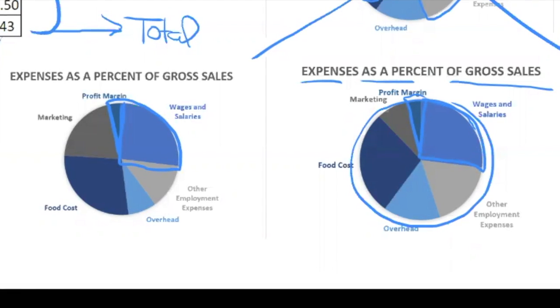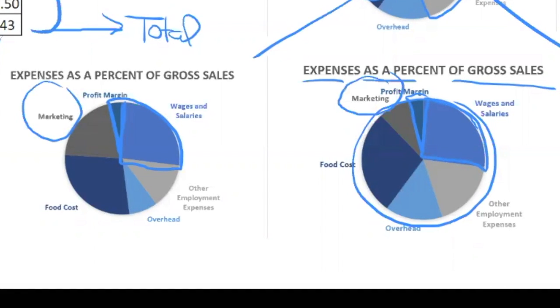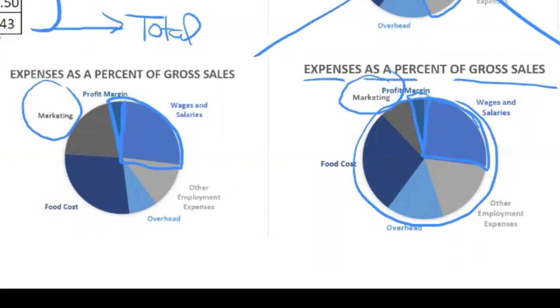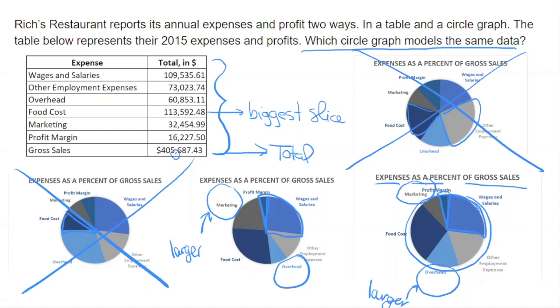I would say marketing and overhead. Okay, marketing here as compared to marketing there. Yeah, because marketing is larger than overhead on the first one, and it's smaller than overhead on the second. Ooh, so you want to compare. So in this one, you're saying marketing is larger, and in this one, you're saying overhead is larger. Okay, so which one of those two statements are true? So the last one's true. Okay, so we should have overhead. She's saying overhead should be larger than marketing.